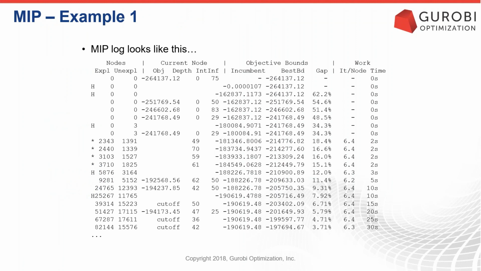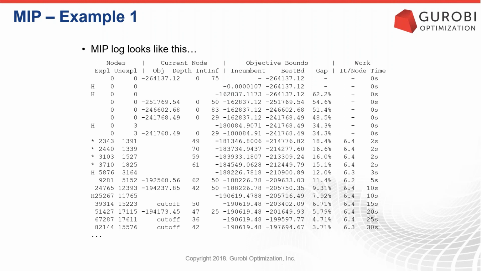You see the first few lines, so there are 0 explored and unexplored nodes. This is the root node. And of course, you can see in the other columns, for example, the best feasible solution so far, the best bound, the resulting gap, and a few other things. And you can also see the runtime in the last column.